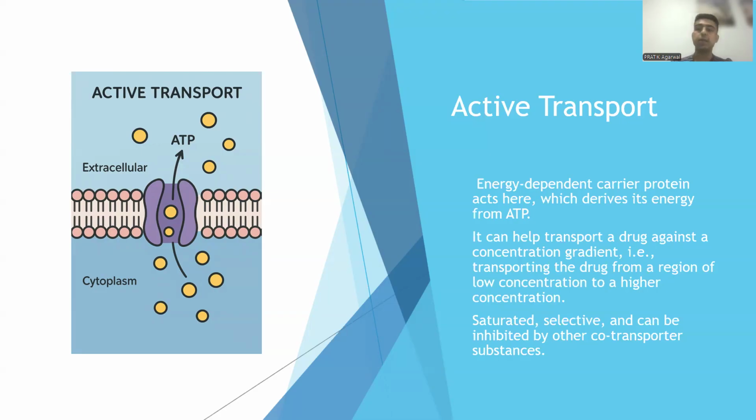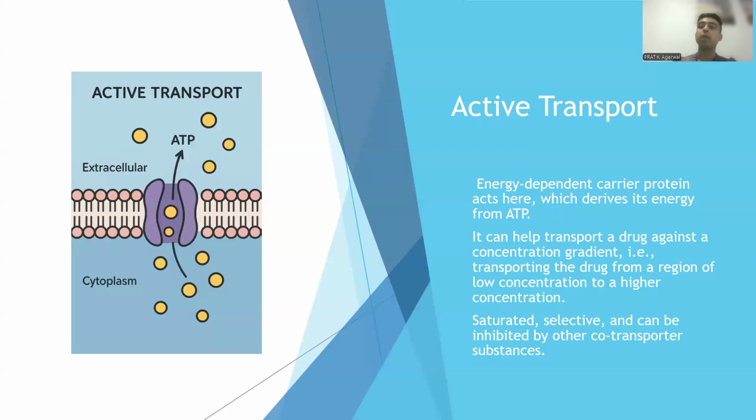Now, inside the cell, the concentration of the drug molecule is already high as compared to the outside of the cell. But still, we need the drug to be transferred inside the cell through the cell membrane. Then, active transportation takes place, where extra energy is deployed to transfer the drug from lower concentration to higher concentration with the help of carrier proteins.